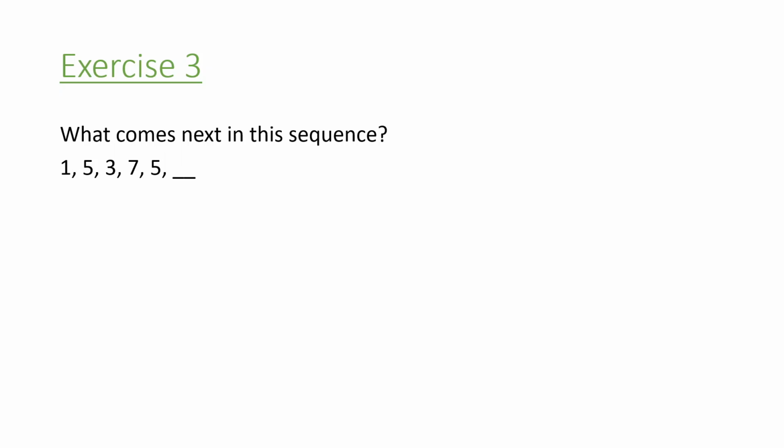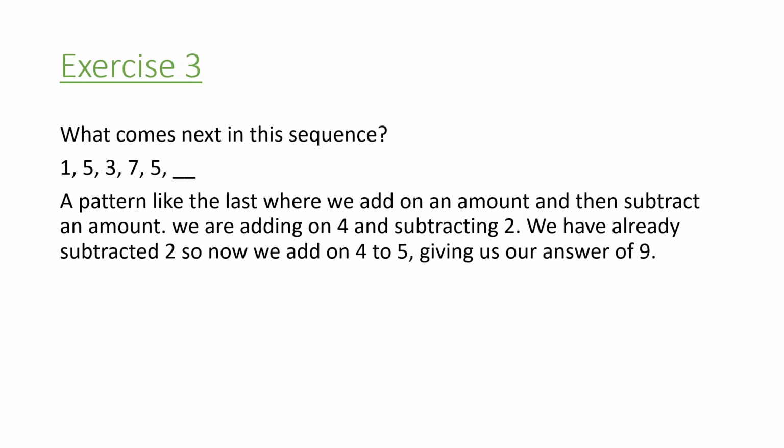There's 25 seconds up. This is a pattern, like the last, where we add on an amount and then subtract an amount that isn't changing. However, in this one, we are adding on 4 and subtracting 2. We have already subtracted 2: 7 minus 2 is equal to 5. So now we add on 4 to 5, giving us our answer of 9.